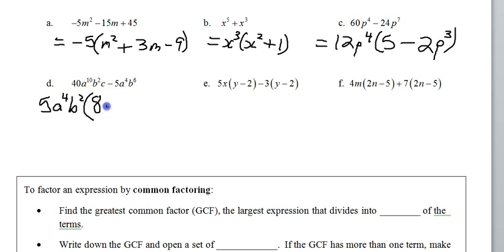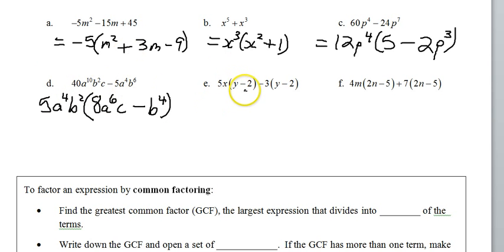A to the 10th divided by a to the 4th is a to the 6th. B squared we've got. I need the c minus 1. So I don't need to write the 1 since I've got a variable. The a to the 4th is already accounted for, and so this is b to the 4th. If you expand this back out, we'll end up with the original.